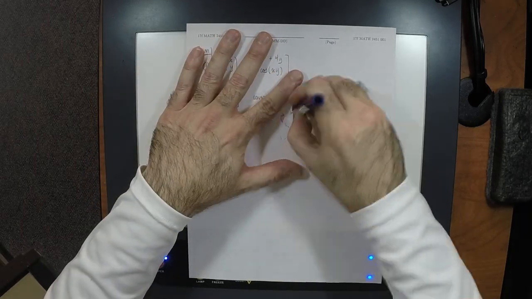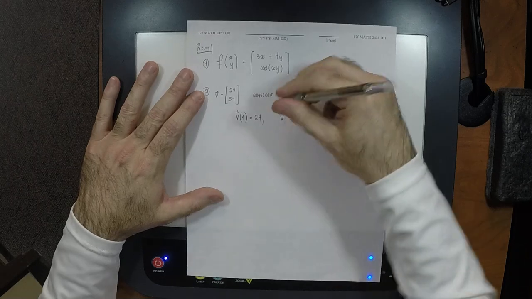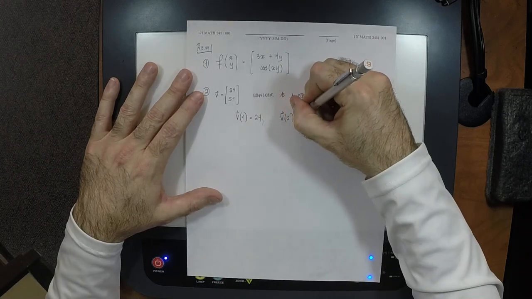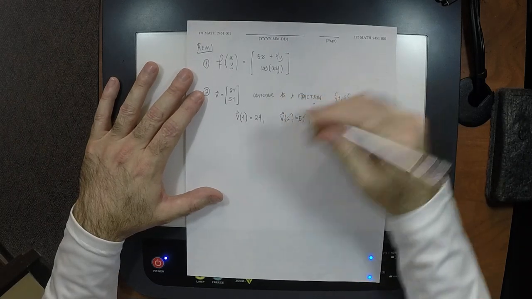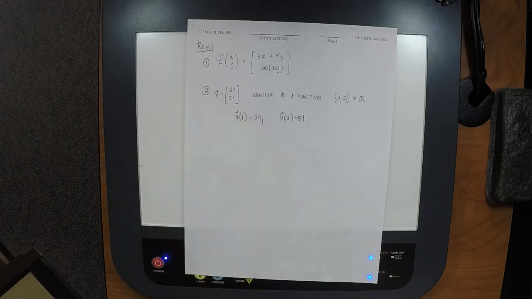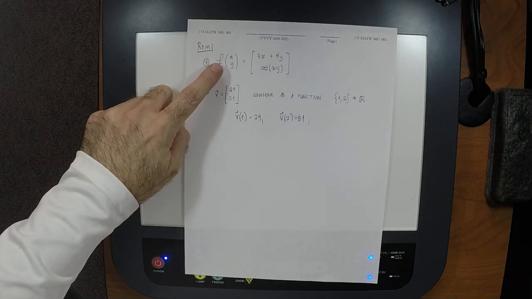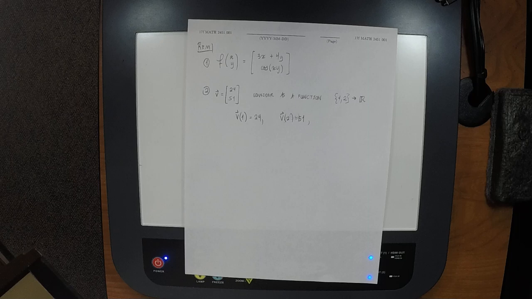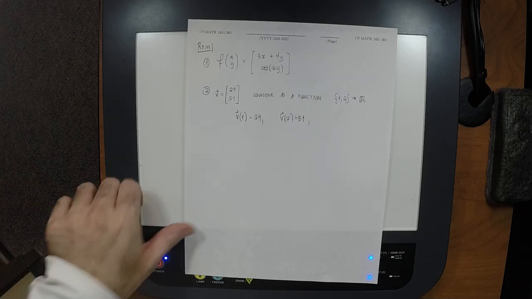I was getting ahead of myself. V of 2 is 51. Notice that in this reckoning, you can't plug in anything else. So in reckoning this vector to be a function, it only accepts two inputs, 1 and 2. But this function f accepts any number of inputs.